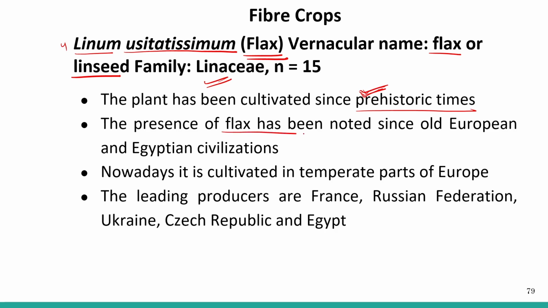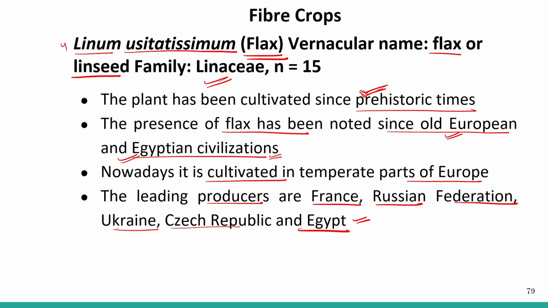The presence of flax has been noted since the old European and Egyptian civilization. Nowadays, it is cultivated in the temperate parts of Europe. Leading producers are France, Russian Federation, Ukraine, Czech Republic, and Egypt. So basically, they are confined to most of the European countries.